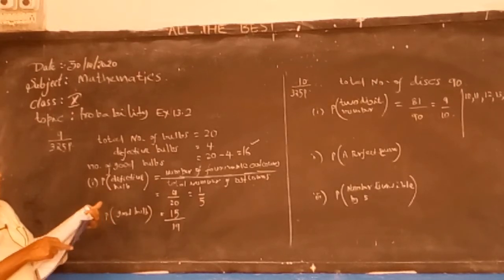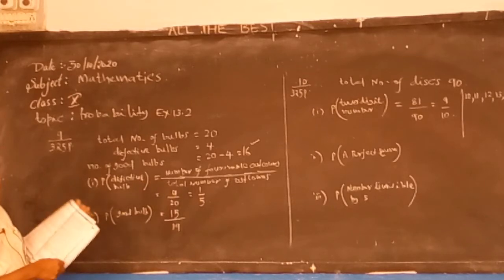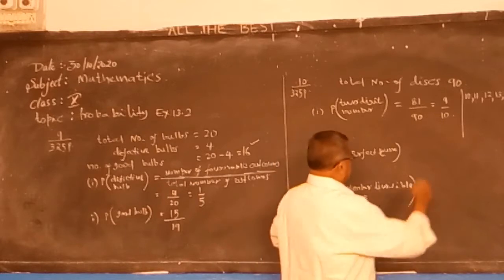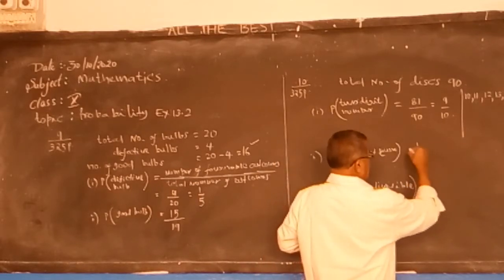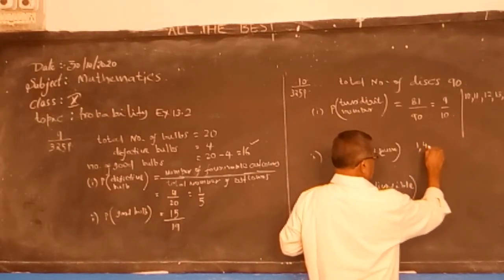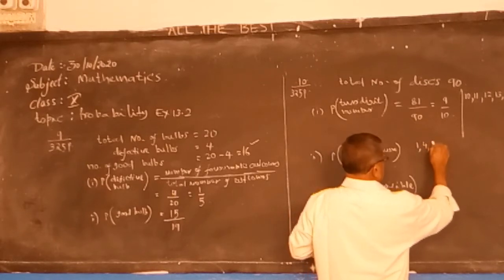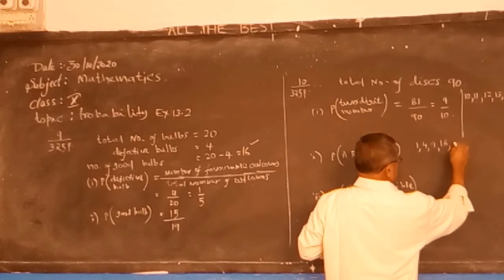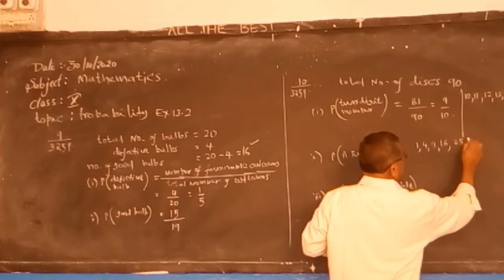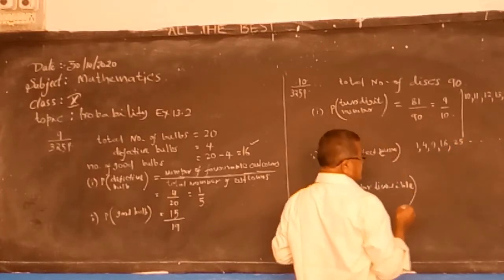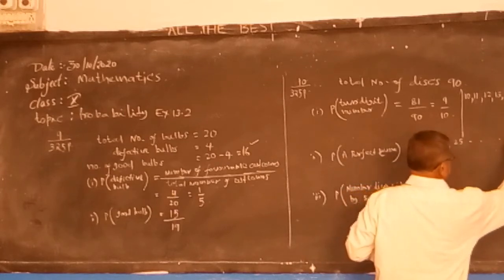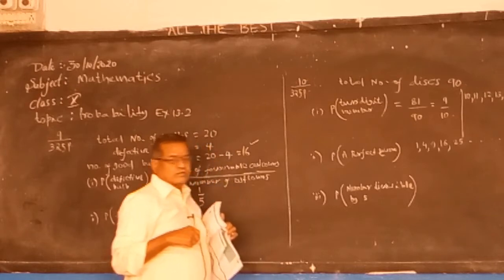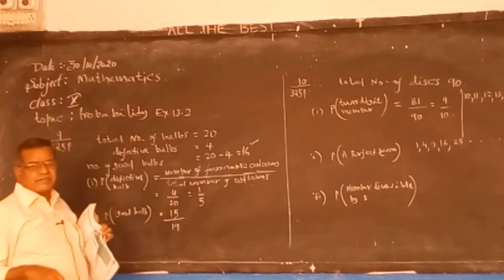Next, a perfect square. Perfect squares are 1, 4, 9, 16, 25, up to 81. Perfect squares: 1 squared, 2 squared, 3 squared, 4 squared, 5 squared, and so on.